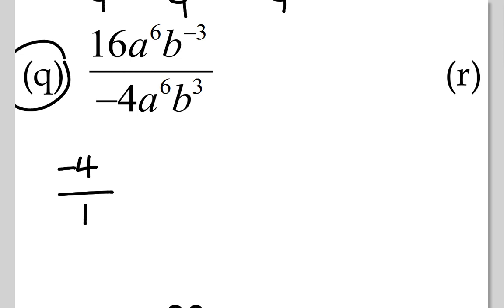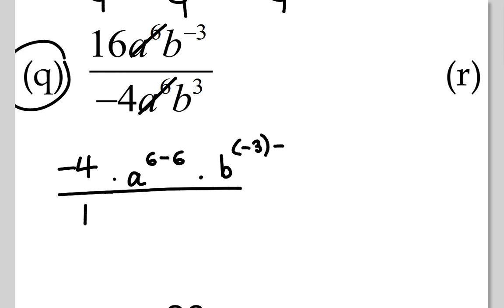The next one is a to the 6 and a to the 6. They're the same. You probably know that if you have anything on top or anything on the bottom that's exactly the same, you can just cancel. You can also use the rule, like 6 take away 6. And we'll use that rule. And for the b, what would the b be? You'd have to go -3, subtract a +3.